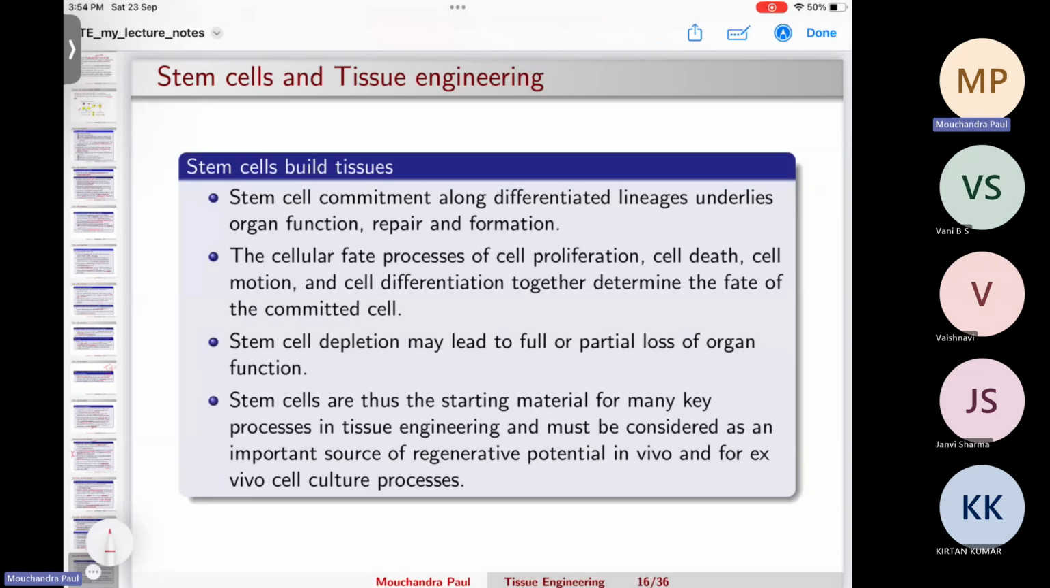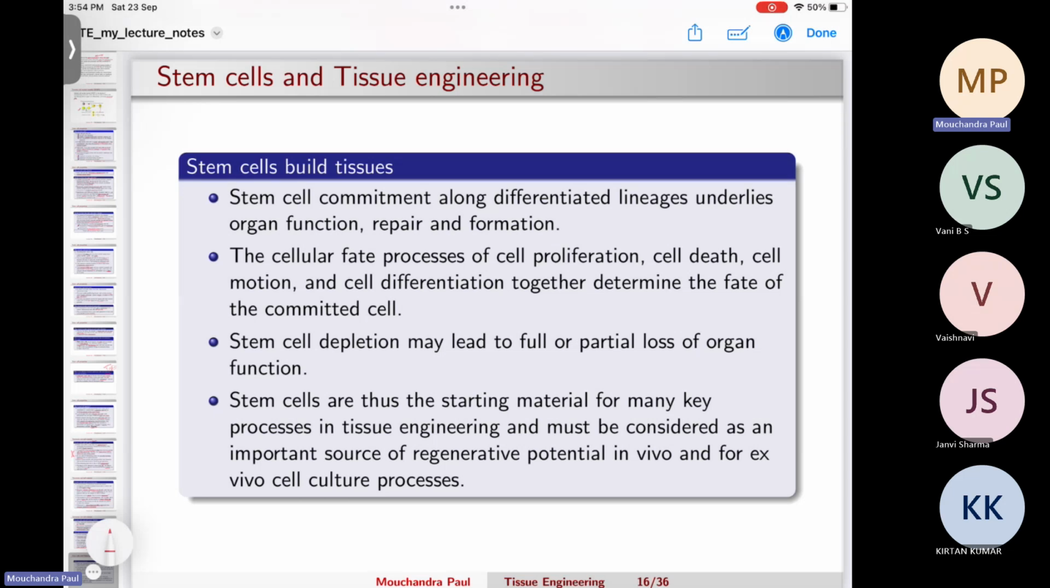now we will discuss how stem cells are used for tissue engineering purposes, or you can say why we should consider using stem cells for tissue engineering. Now we will discuss that aspect. Stem cells in our body contribute to homeostasis, right? They contribute to repair, they contribute to organ function. So if you want to mimic similar kinds of functions, we can use stem cells, correct?